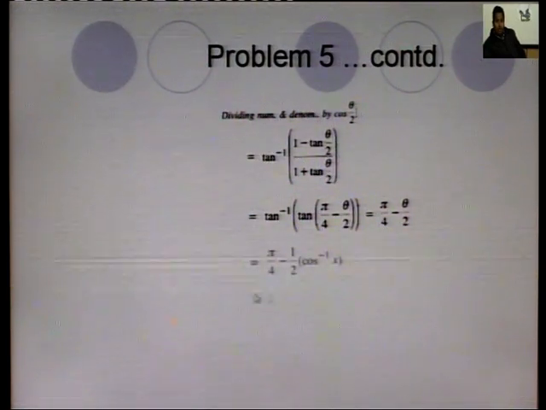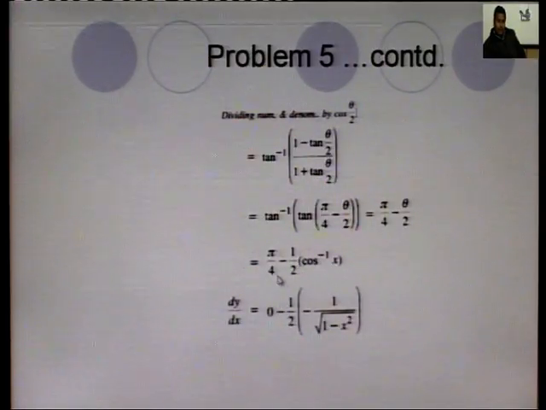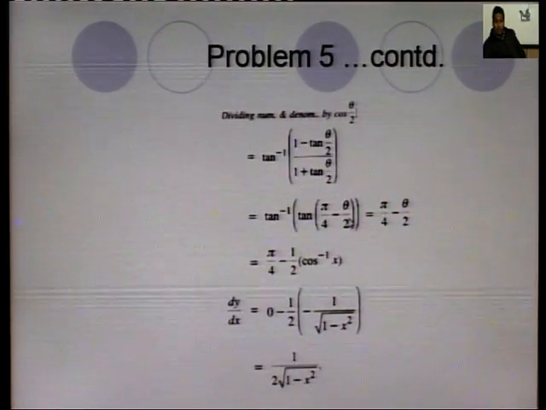So y will become, putting the value of theta again, that is cos inverse x, pi by 4 minus 1 by 2 cos inverse x. We do the derivative here. The derivative of pi by 4 will be 0, and 1 by 2 stays as it is. The derivative of cos inverse x is minus 1 upon root of 1 minus x square. So the 1 by 2 and 1 by 2 will cancel out, giving 1 by 2 root of 1 minus x square. The formula we have used here is tan a minus tan b upon 1 plus tan a tan b is equal to tan of a minus b.